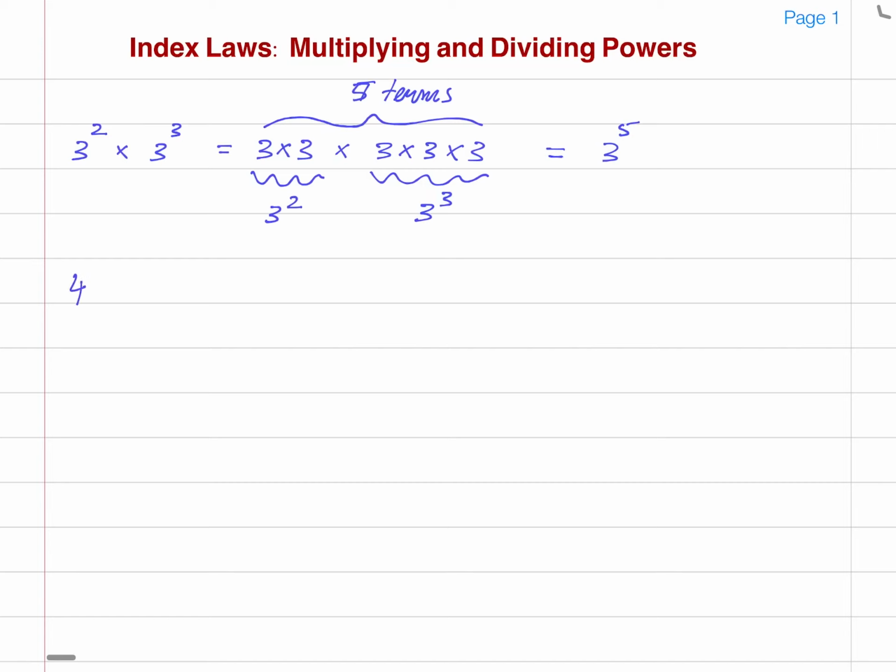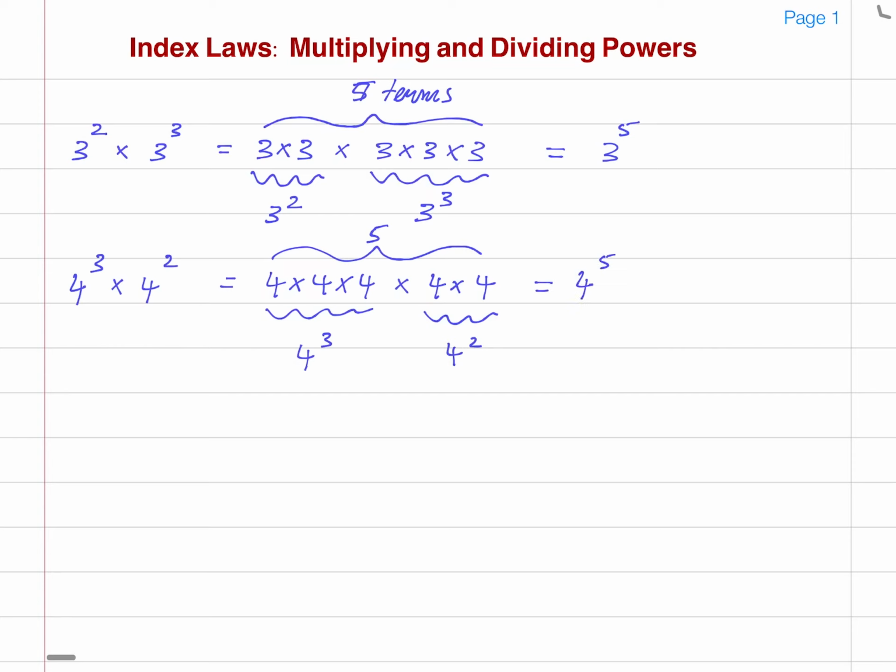Another example, 4 to the power 3 times 4 to the power 2. 4 to the power 3 means 4 times 4 times 4, multiplied with 4 to the power 2, which means 4 two times. So this one is 4 to the power 3, and this term is 4 to the power 2. Now altogether again, there are 5 terms. So finally we can write 4 to the power 5.